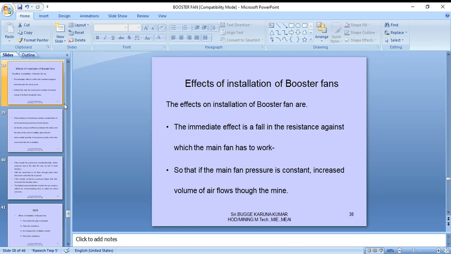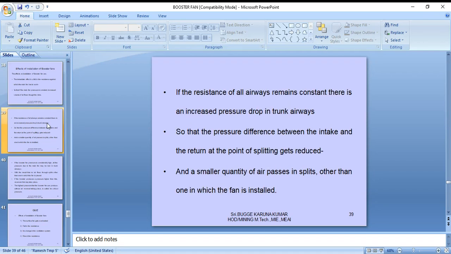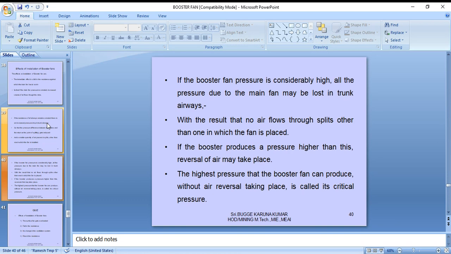These are the effects of booster fan is concerned. And then another one is showing here. If the booster fan pressure is considerably high, all the pressure to the main fan may be lost in trunk airway, with the result that no airflow through splits other than the one in which the fan is placed. If the booster fan produces a pressure higher than this, reversal of the air may take place.